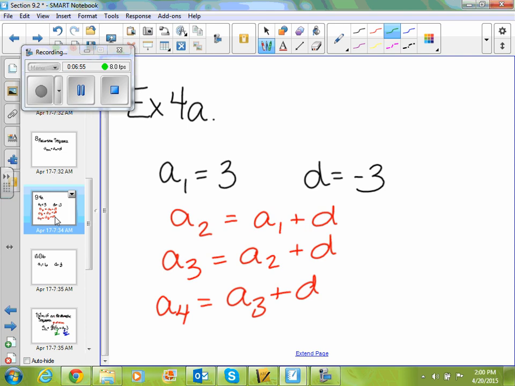So if I want to find a sub 2, I know that's a sub 1, which is 3, plus my common difference, which is -3. And 3 plus -3 is 0.